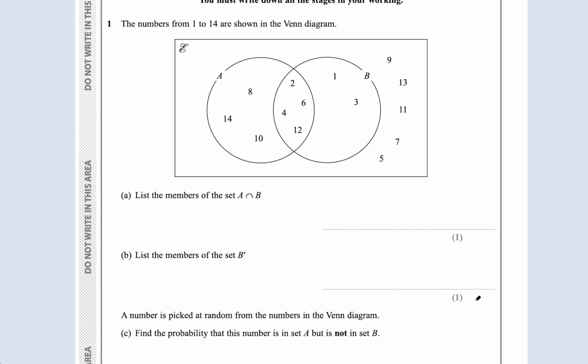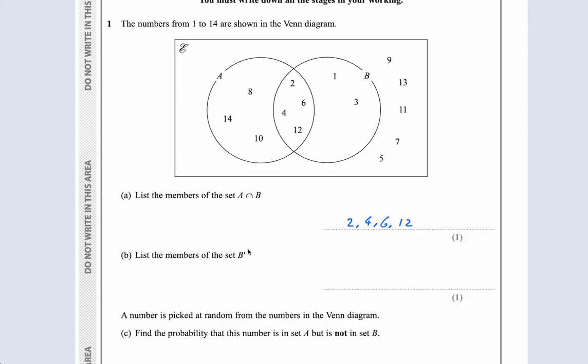The numbers 1 to 14 are shown in the Venn diagram. List the members of A intersection B. Okay, hopefully guys, this is not difficult. Intersection is what's in both, so it's these numbers here. So it's 2, 4, 6, and 12.